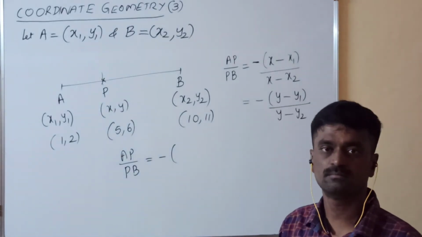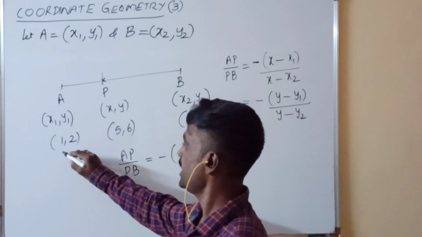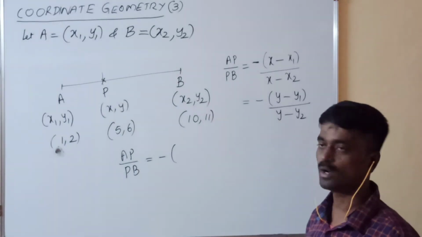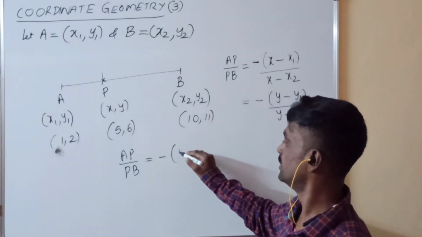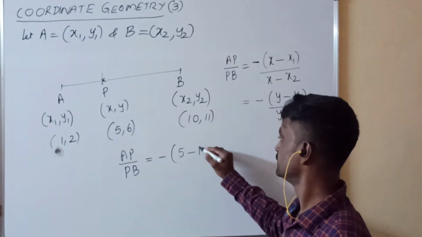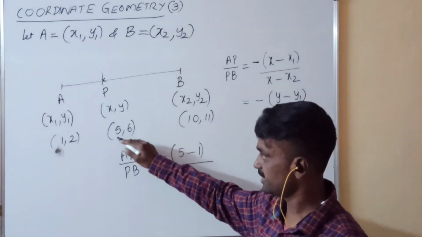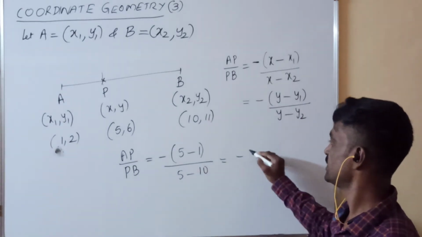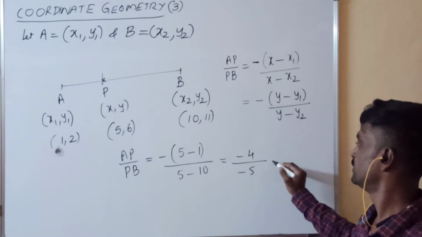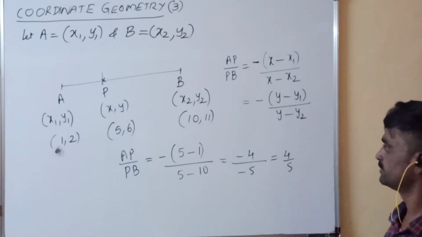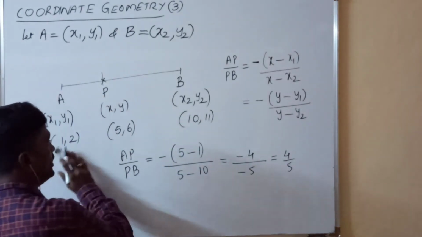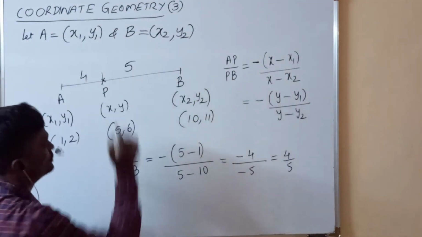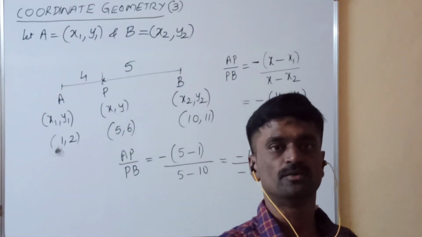So the required ratio AP by PB is equal to minus x minus x1 by x minus x2. Here x1, y1 is 1, 2. x, y is 5, 6. x2, y2 is 10, 11. x minus x1: 5 minus 1, divided by x minus x2: 5 minus 10. So minus 4 by minus 5 is 4 by 5. That means P divides the segment joining A and B, that is 1, 2 and 10, 11, in the ratio 4:5. Over. These are the 4 different cases.